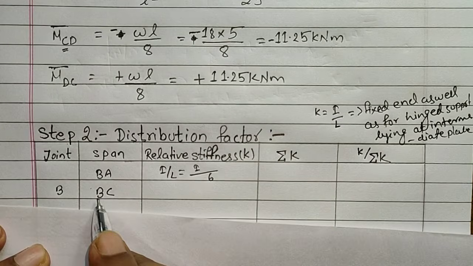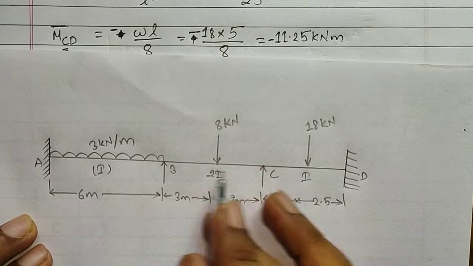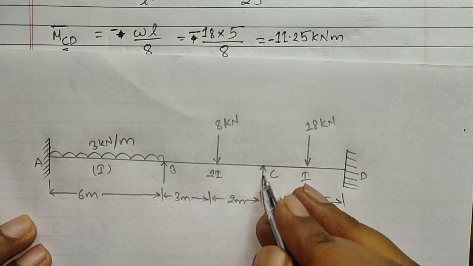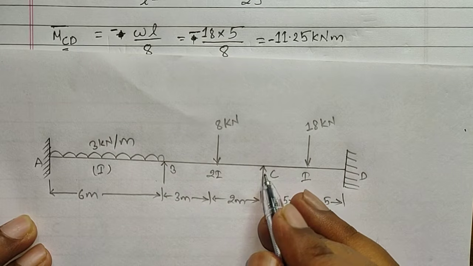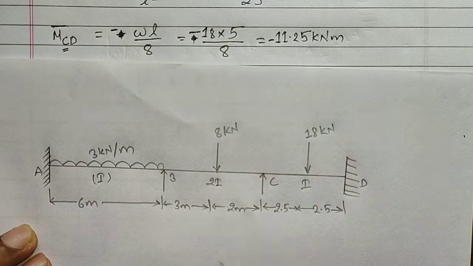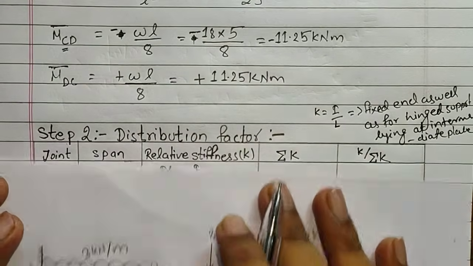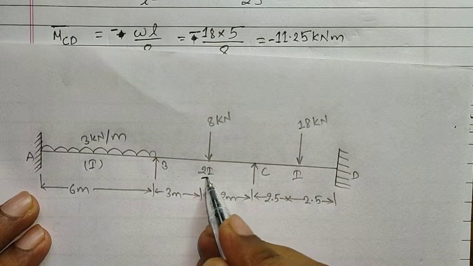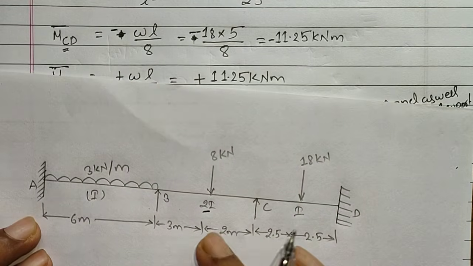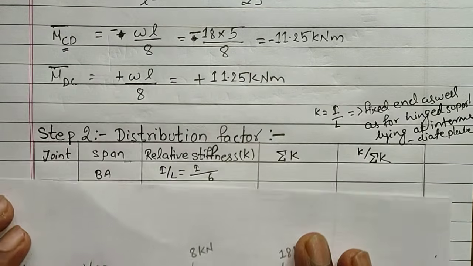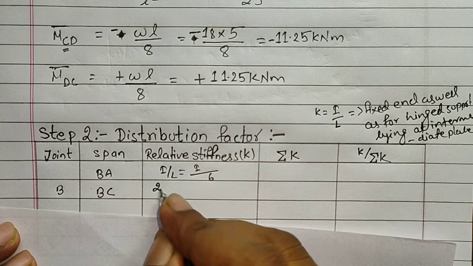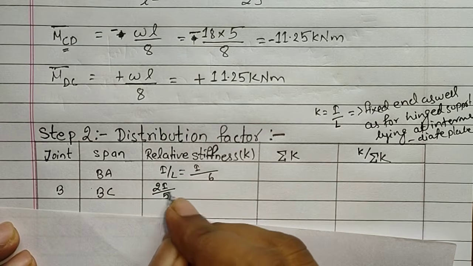Similarly, for span BC, our C is a hinged support, but it is lying at an intermediate position, so its relative stiffness will again be the same, I by L, and the I is our 2I, so this is going to be 2I upon span is 5 meter. So we will write it down here, 2I upon 5.